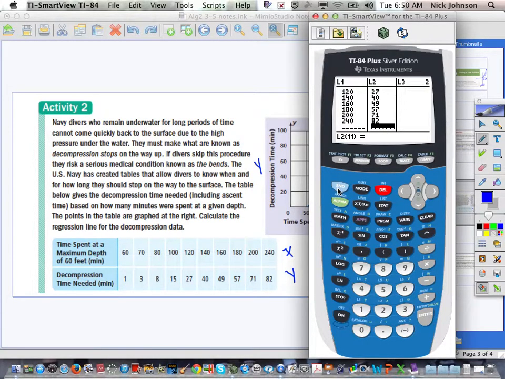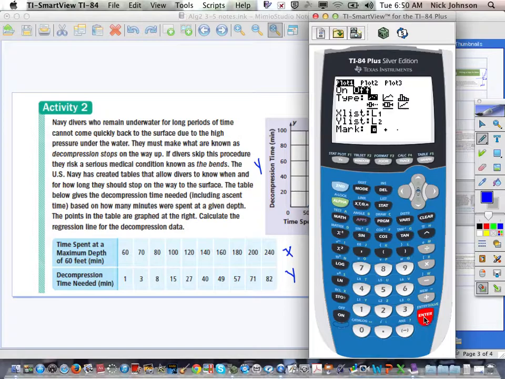Okay, now if I want to, I can go to second function, stat plot. I can turn this on. What it's going to do is graph those points as long as my window's big enough. If you notice here, my window needs to go from at least 60 to 240 on my X. So I'm going to say from 50 to 240, because I don't really need to see the rest, right?